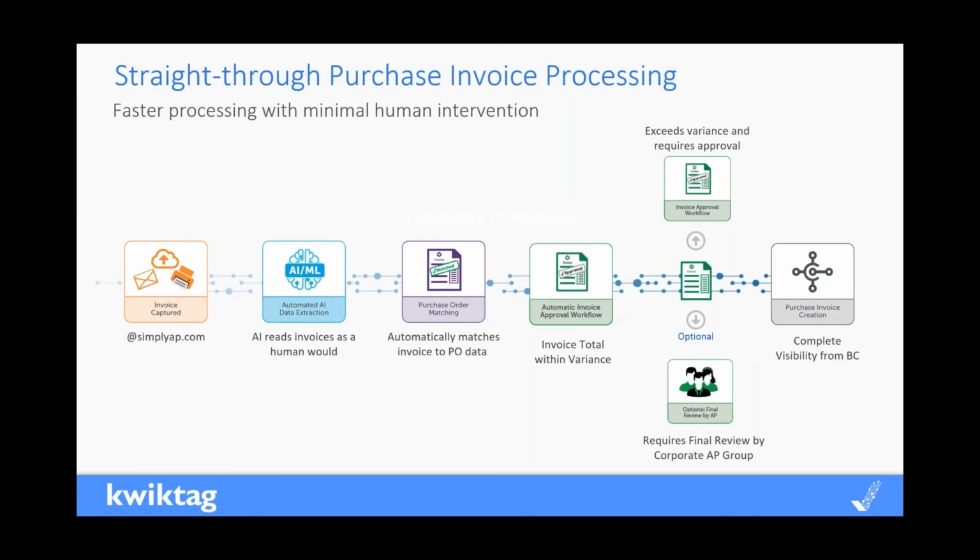And if it's over those tolerances that you've configured in the system, you can also have it go through an approval process. So then it goes through Corp AP, or the AP department, where they can look at these invoices and potentially send them around for approval because they're outside of the thresholds that you've configured in the system. So you can be as automated or have a few checkpoints if you choose to, and that's all very easy to configure within SimplyAP.